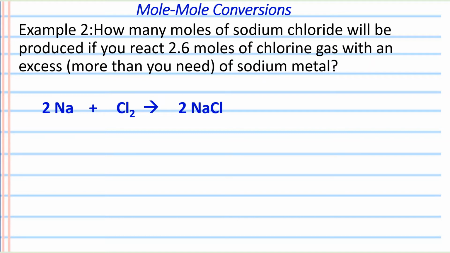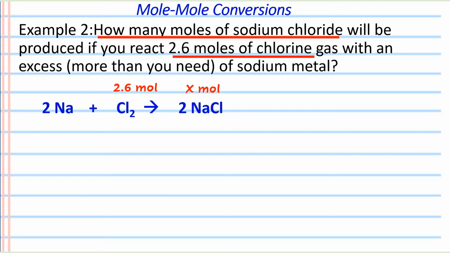This one says, how many moles of sodium chloride? So over the sodium chloride, which is on the product side, we're going to write X moles. As we keep reading, it says, will be produced if you react 2.6 moles of chlorine gas. So over the chlorine, which will be on our reactant side, we're going to write 2.6 moles. Then as we continue to read, it says with an excess, or more than you need, of the sodium metal, which is just telling us that there's plenty of sodium, and we're going to use up all 2.6 moles of the chlorine before the reaction ends.